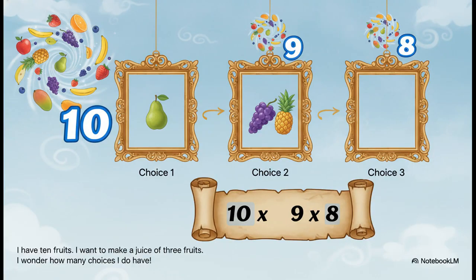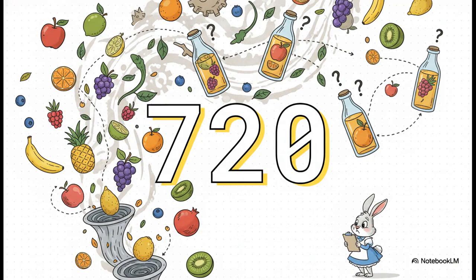We're just going to do the exact same thing we did with 3 fruits, but now with 10. So for our first pick, we have 10 choices, right? Easy. But for the second fruit, we've already used 1, so now we only have 9 choices left. And for that third and final fruit, we're down to 8 choices. So the total number of ordered recipes is 10 times 9 times 8. And when you multiply that out, you get 720. Whoa, that's a huge number. 720 different ordered juices.